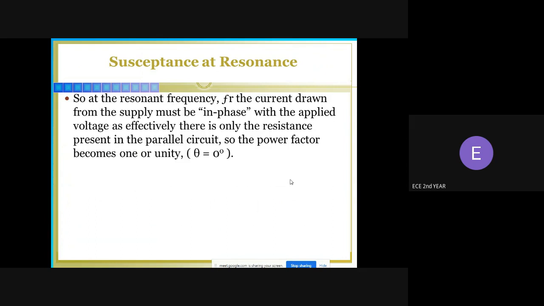So, at the resonance frequency FR, the current drawn from the supply must be in phase with the applied voltage, as effectively there is only the resistance present in the parallel circuit. So, the power factor becomes 1 or unity.